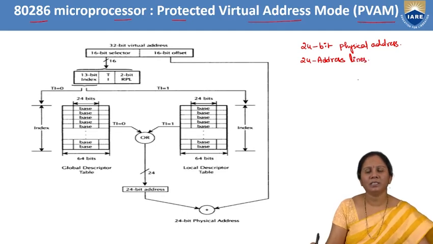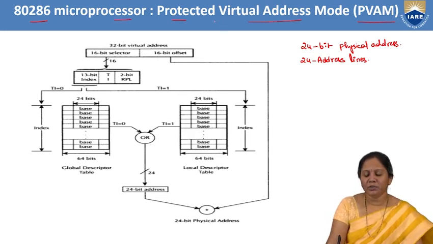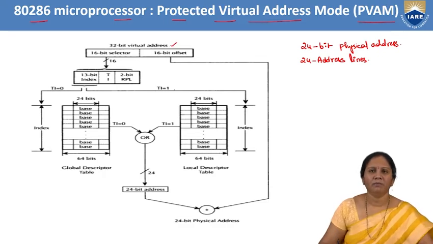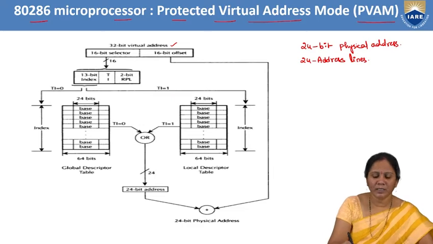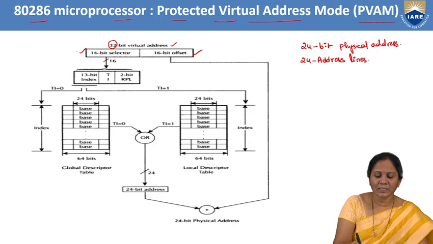So all these address lines will be used in order to generate a 24-bit physical address. When the 80286 is operating in the protected virtual address mode, which is called PVAM, here is the 32-bit virtual address. This 32-bit will be divided into a 16-bit selector and a 16-bit offset. From this 16-bit selector only, we are going to get the segment address.